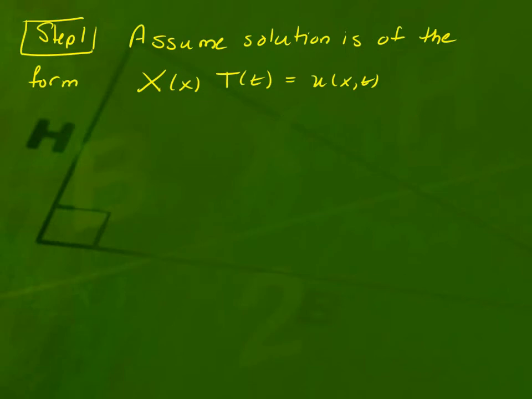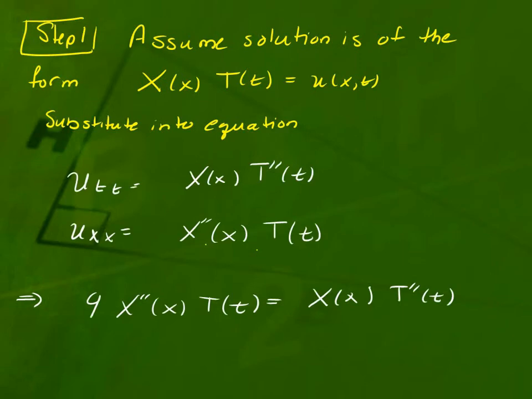So, first step is like we always did. We assume that the solution is of the form X(x) times T(t), u(x,t). If you're taking notes, maybe I'll just slow down and let you take notes. Just tell me and I'll slow it down. Then you substitute this into the equation. So you're going to get u_tt is X times T double prime, u_xx is X double prime times T.